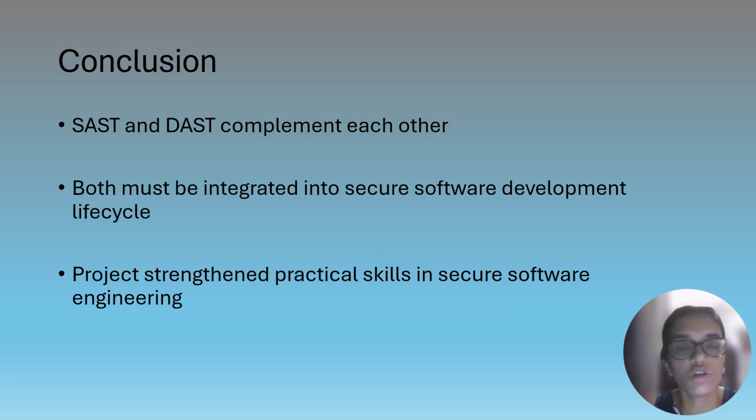Coming to the conclusion, SAST and DAST are complementary approaches. Semgrep helps the developer catch insecure code early, while ZAP simulates real attacks to uncover runtime issues. Integrating both into the SSDLC ensures stronger security coverage. This project strengthened my skills in secure software testing, and it reinforced the importance of combining multiple approaches to protect applications.